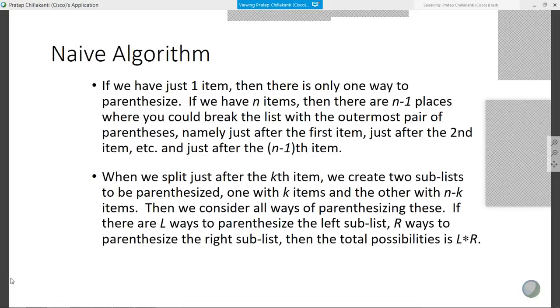And then ultimately the root of the tree would be computed based on the left subtree and the right subtree. And you recursively do that for all the nodes.